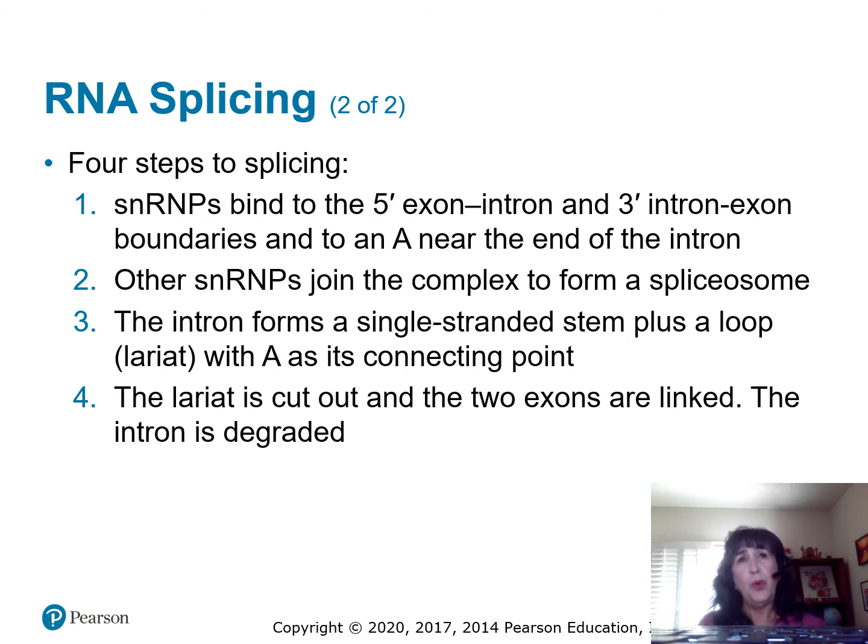So this is a 4-step process. The snRNPs bind onto the 5' exon-intron and the 3' intron-exon boundary. In other words, they're bracketing a non-coding region. Then they form a spliceosome, and this spliceosome connects together to form a little noose or loop, or lariat. And then the loop is cut off, and it degrades on its own.